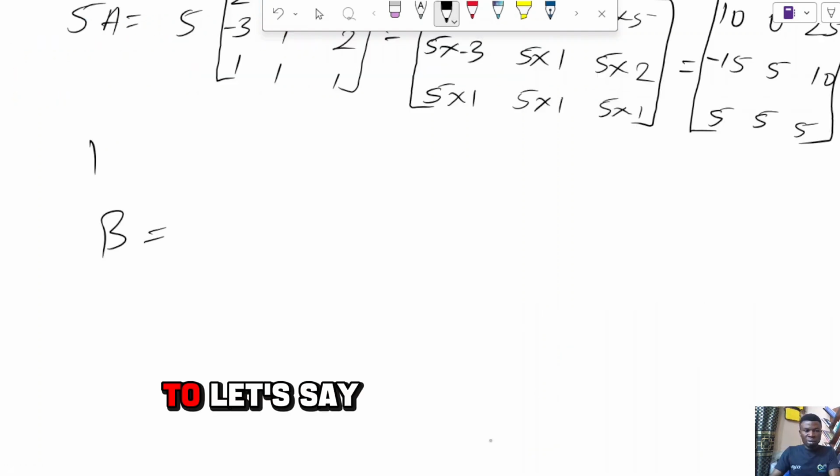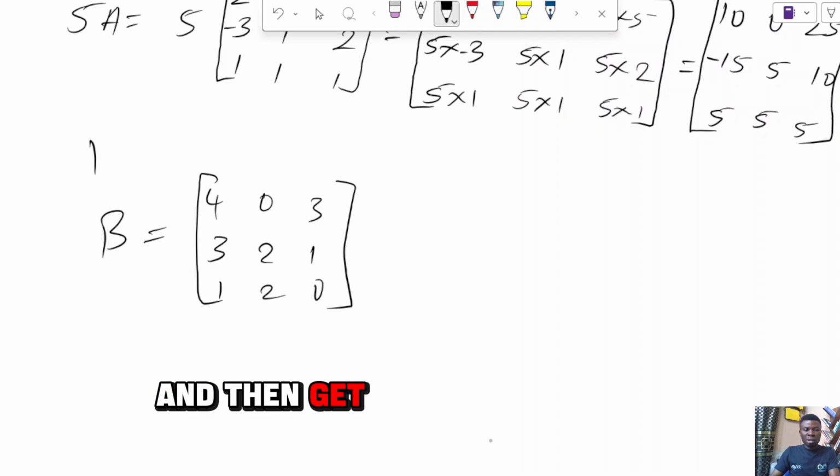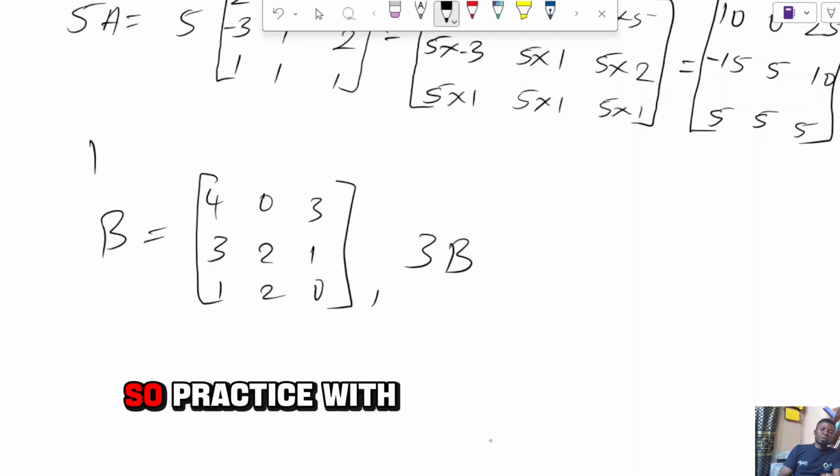B is equal to, let's say, 4, 3, 1, 0, 2, 2, 3, 1, 0. And then get 3B. So practice with this.